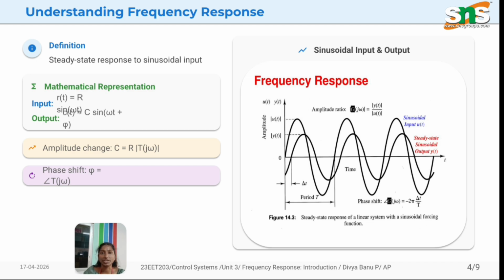And coming to the definition, the steady state response to a sinusoidal input is what we call the frequency response. In the picture on the right side, we clearly show the frequency response for a particular time period. This is a relationship between time and amplitude. Coming to the mathematical relations, we learnt about r of t, and here the input will be r of t and the output will be sine omega t, which is the sinusoidal waveform.